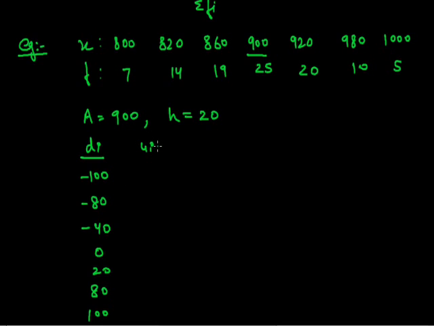We need to find out ui. ui is di divided by h. So accordingly, minus 100 divided by 20 will get us minus 5, minus 80 divided by 20 is minus 4, minus 40 divided by 20 is minus 2, 0, 20 divided by 20 is 1, 80 divided by 20 will get 4, and 100 divided by 20 will get 5. So this is the value of ui we got.